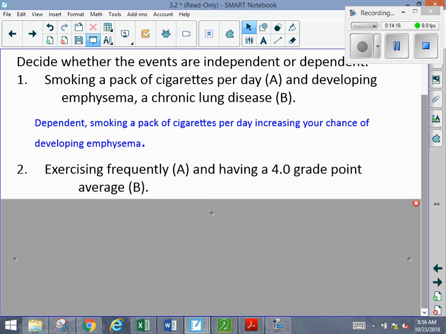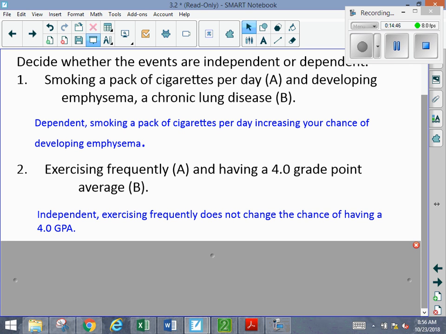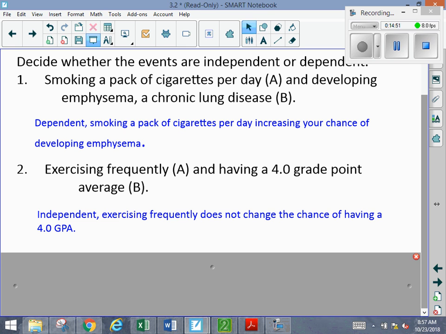So with that said, it's kind of all over the place. I don't think that exercising is going to influence my 4.0 grade point average. Otherwise, I could just work out a lot and my grades would be great. I wouldn't have to do anything else. So these things are going to be independent. And I think that's all right.